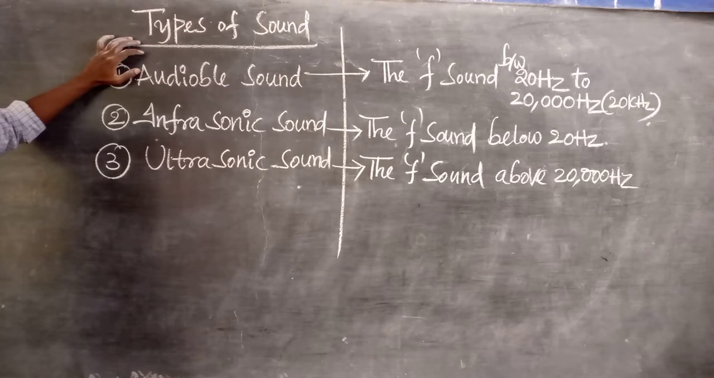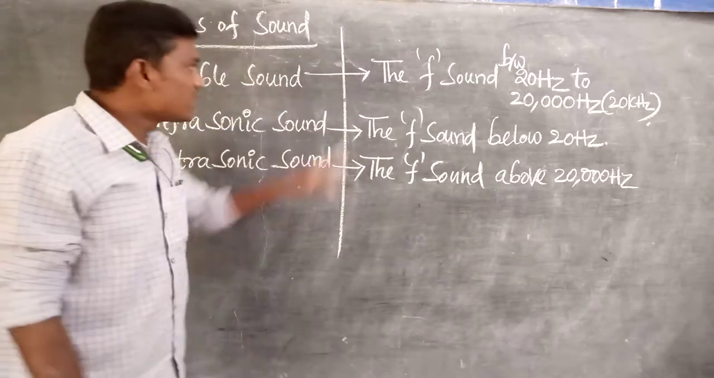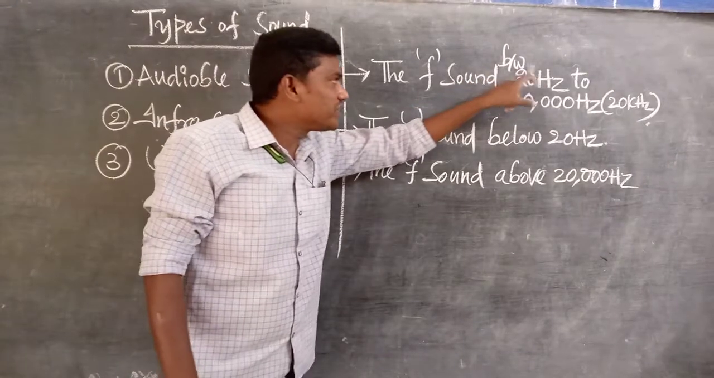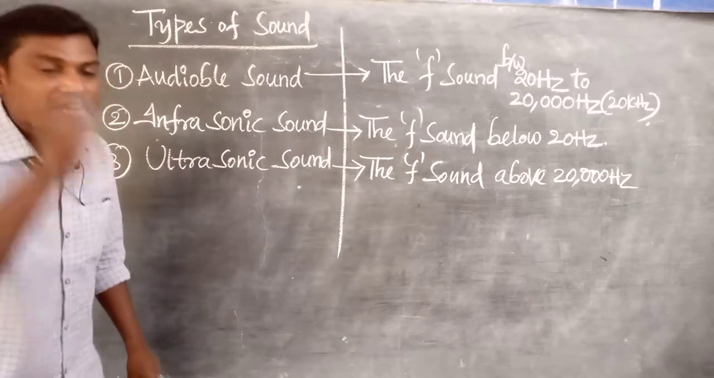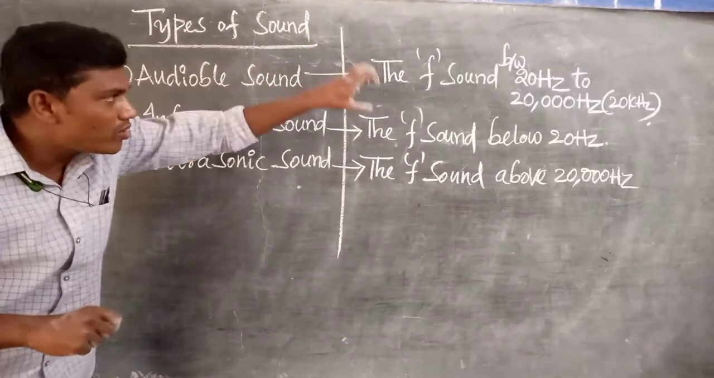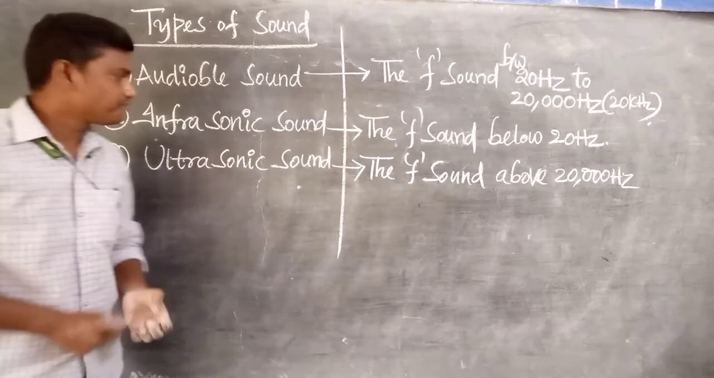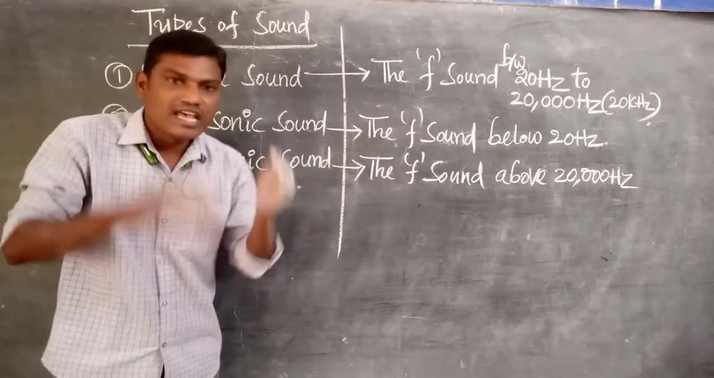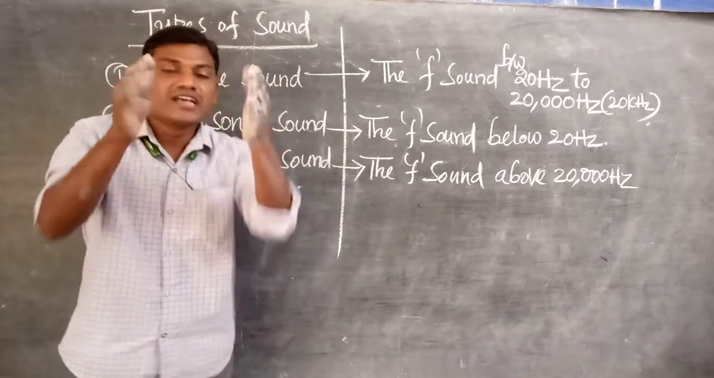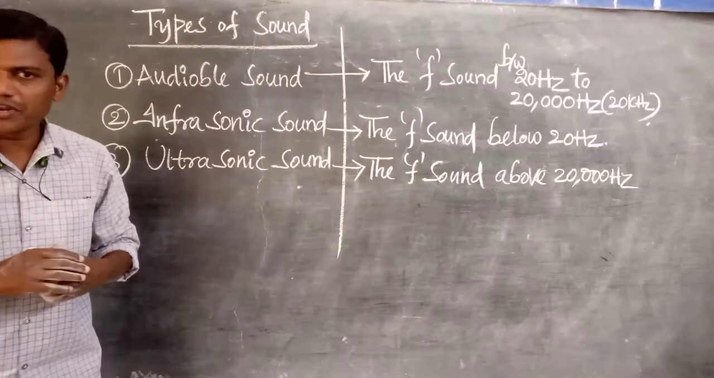So all sounds are not received by our ear. Only some frequencies of sound are received by our ear. Those sounds are called audible sound. Only sound with a frequency between 20 Hz and 20,000 Hz are we able to hear. That's why only that frequency range is called audible sound. Infrasonic sound: the frequency of the sound is below 20 Hz. That sound we cannot hear, and we call it infrasonic sound.